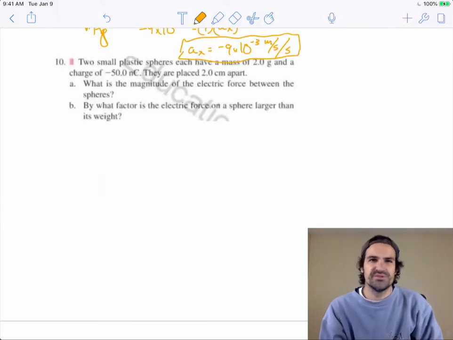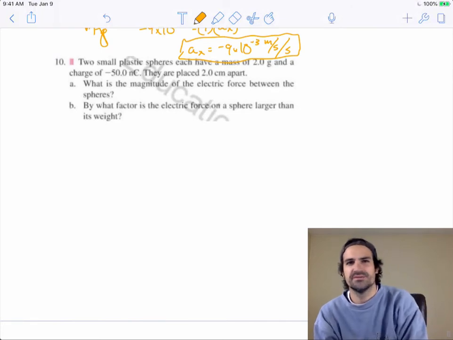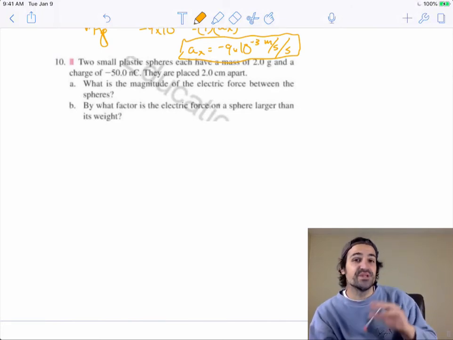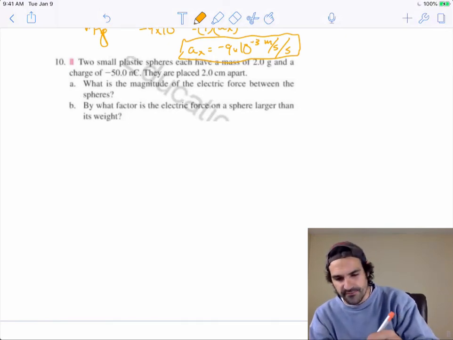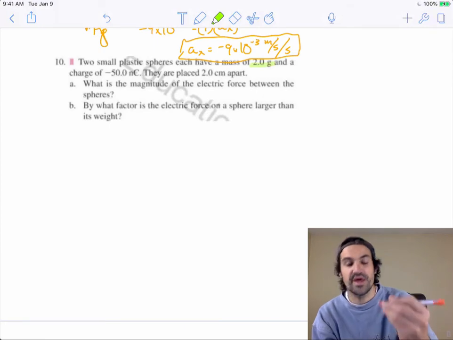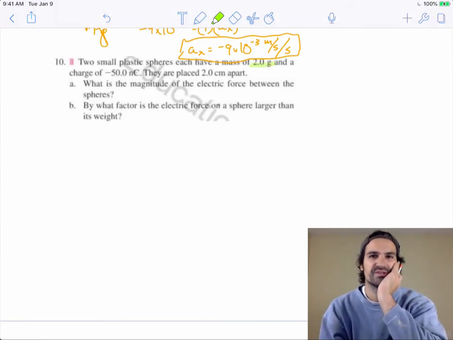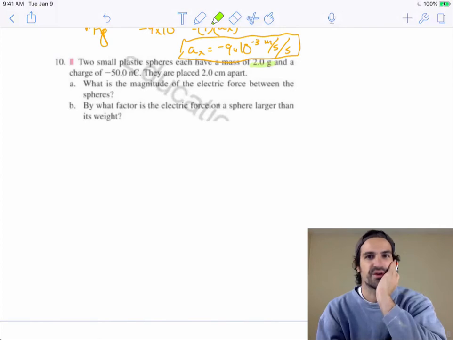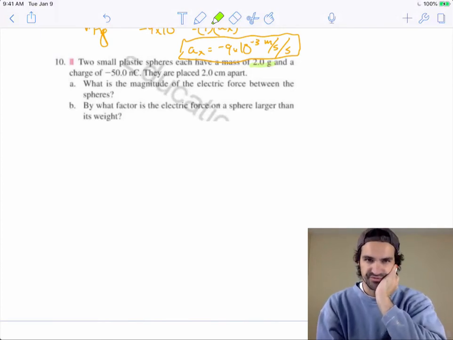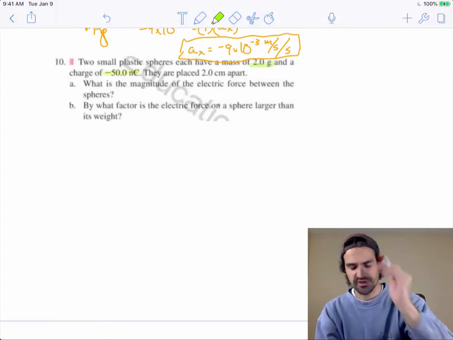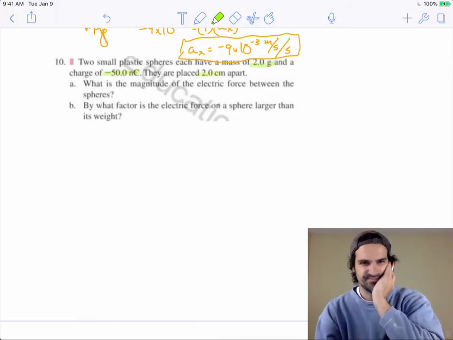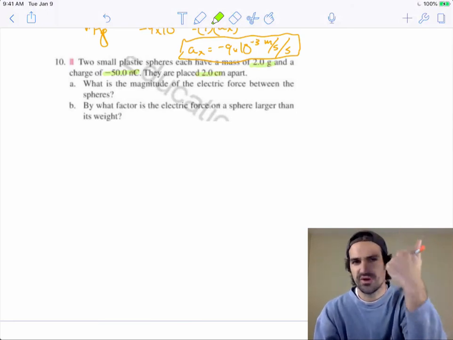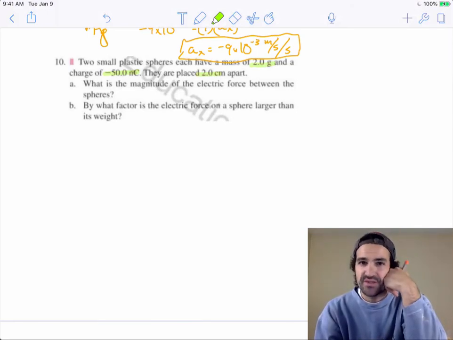So now jumping into number 10, we have two small plastic spheres, meaning non-conductive, with a mass of 2 grams. My first thought is, okay, I'm going to have to convert that unit to kilograms so that acceleration and force are in the correct units. And a charge of 50 nanocoulombs, I'm going to have to convert that to coulombs, are placed 2 centimeters apart. That needs to be in meters. Always meters, always kilograms, always coulombs.